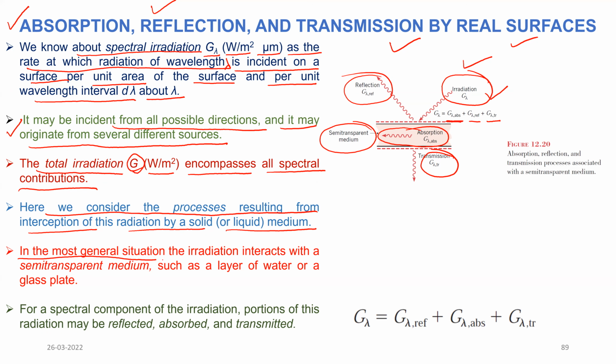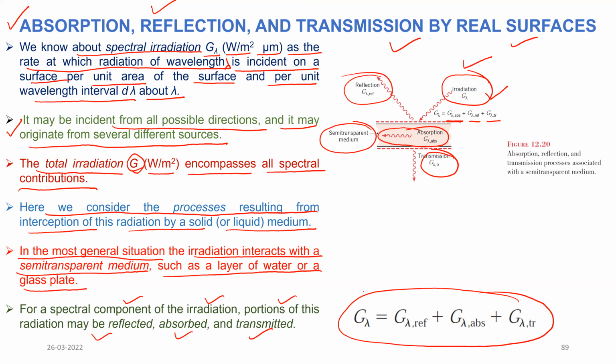So in most general situations, the irradiation interacts with a semi-transparent medium such as a layer of water or a glass plate. So that has been shown here in this particular diagram. For a spectral component of the irradiation, portions of this radiation may be reflected, absorbed, or transmitted. So this is the equation we have discussed earlier also. This is the total irradiation falling on the surface, and it is the spectral irradiation basically. So a part of it is reflected, a part of it is absorbed, and part of it is transmitted. So total will be equal to G lambda.